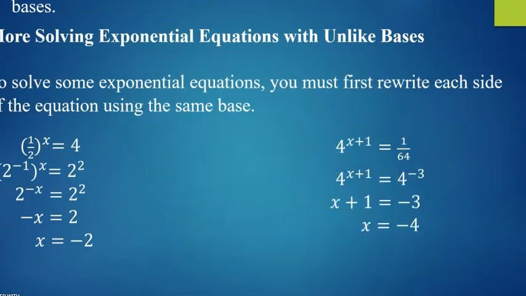Look at the solution. As I told you, 4 to the x plus 1 is equal to 4 to the minus 3, right? So there is a 4 on the left side and a 4 on the right side, and we can easily cancel out 4 and 4. Then we get x plus 1 is equal to minus 3, and then it's just ordinary simplification. We get x equals minus 4.